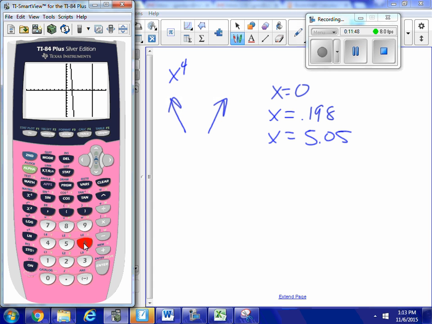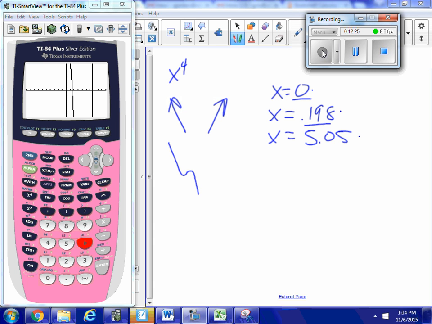So I know if I have a little local maximum at 0, my function is going in this order from left to right: 0, 0.198, and 5.05. So if I'm going to have a local maximum or minimum at 0, my graph has to be coming down at that point, and it's going to have to make a little turn up at 0 in order to have a turn again at 0.198, because I'm going to have two turns there. I have one at 0 and one at 0.198 in order for my graph to continue going down.